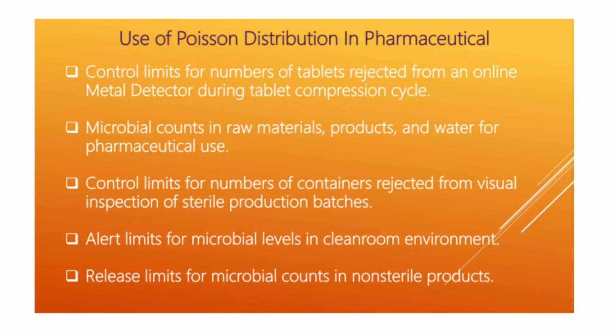Now we will discuss some uses of Poisson's distribution in the pharmaceutical industry. Control limits for the number of tablets rejected by an online metal detector during the tablet compression cycle. Microbial counts in raw materials, products, and water for pharmaceutical use. Control limits for the number of containers rejected from visual inspection of sterile production batches. Alert limits of microbial levels in clean room environments. Release limits for microbial counts in non-sterile products.